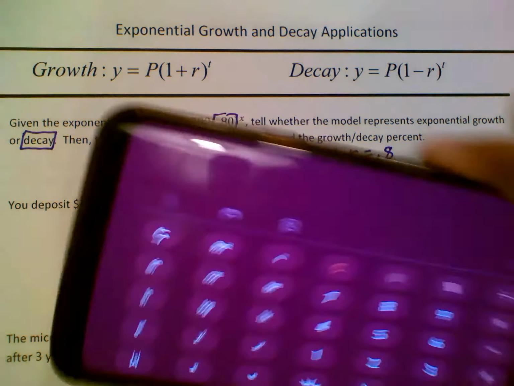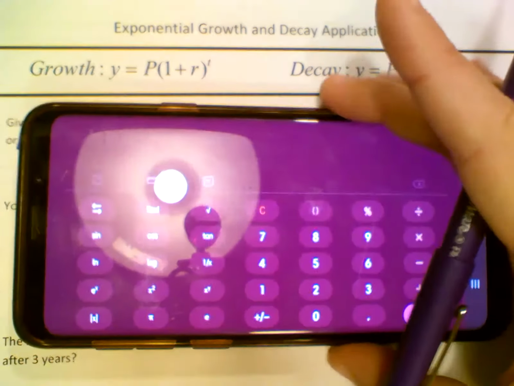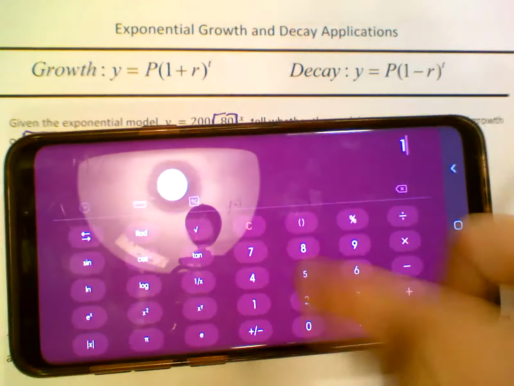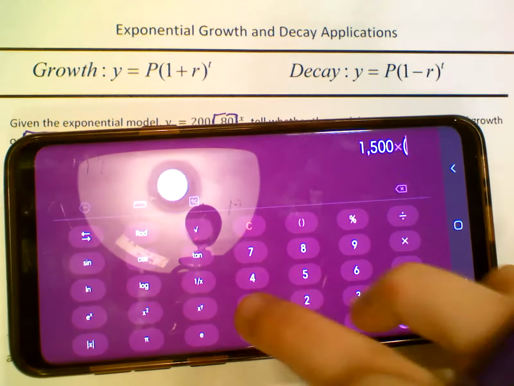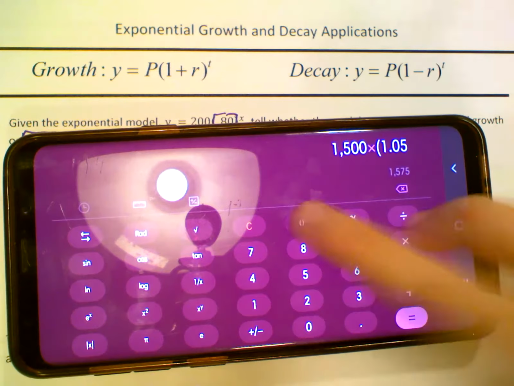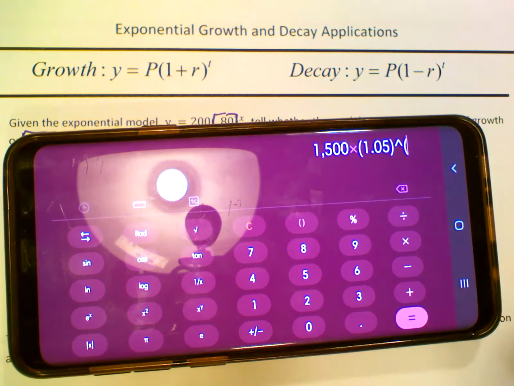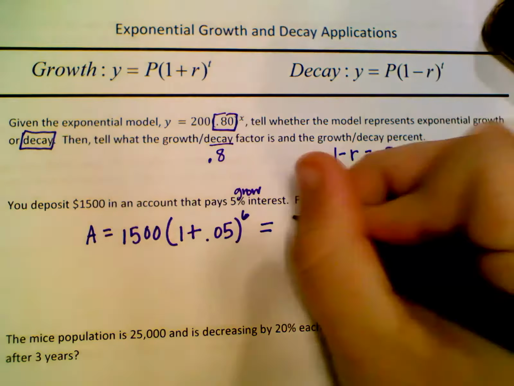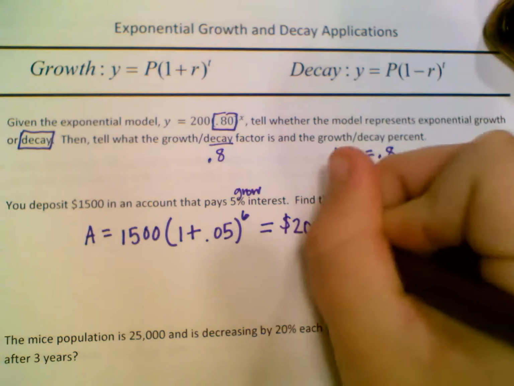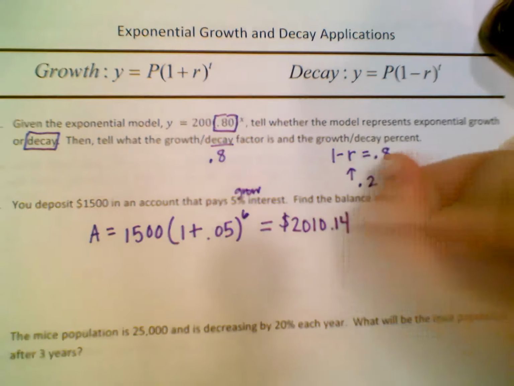So I just have my basic phone calculator here. So this would be 1,500 parenthesis 1.05. I did the addition in my head, and that's something I'm sure you could do. And then raise it to the power. So I want the 6th power, so I'm going to hit this x to the y, and that makes it the 6th power. So this is 2010. And then because we're talking about money, you'll round it to 2 decimal places. So 0.14. So $2,010.14.